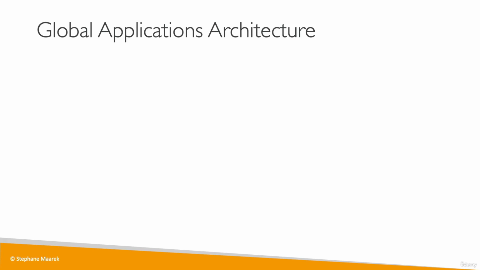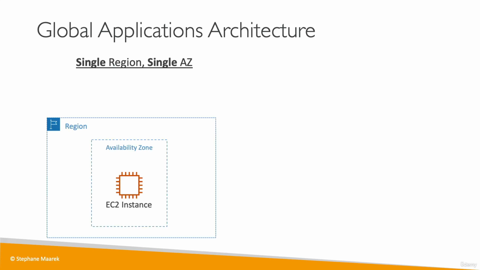Okay, so we've seen the global services, but how do we have a global application? Well, let's discuss architecture a little bit. So if we have a single region, single AZ, it's very simple. We have an EC2 instance in one AZ in one region. That does not give us high availability, for sure.